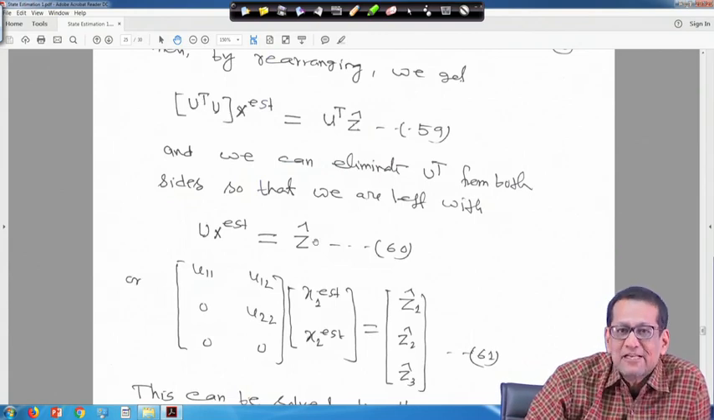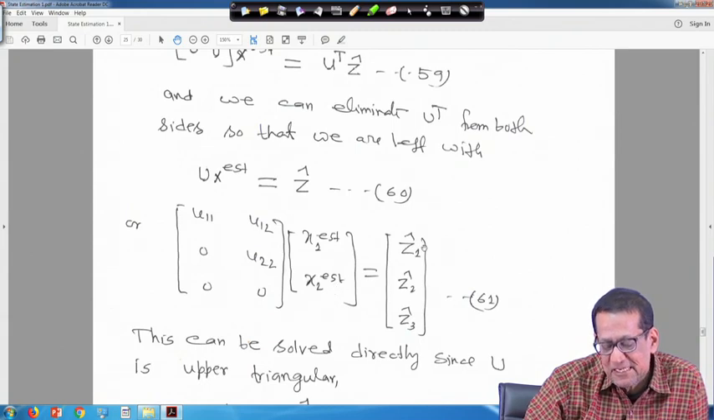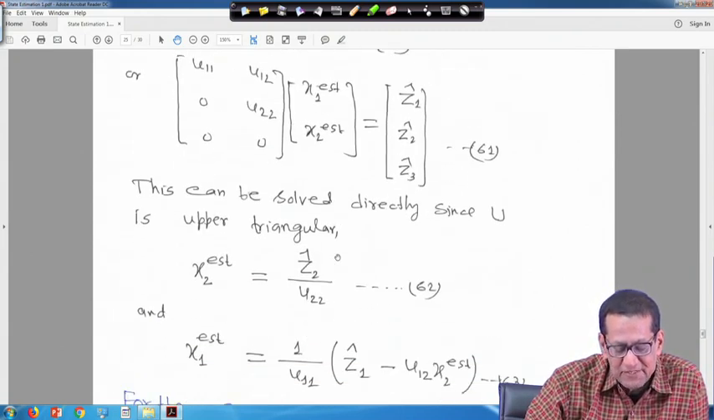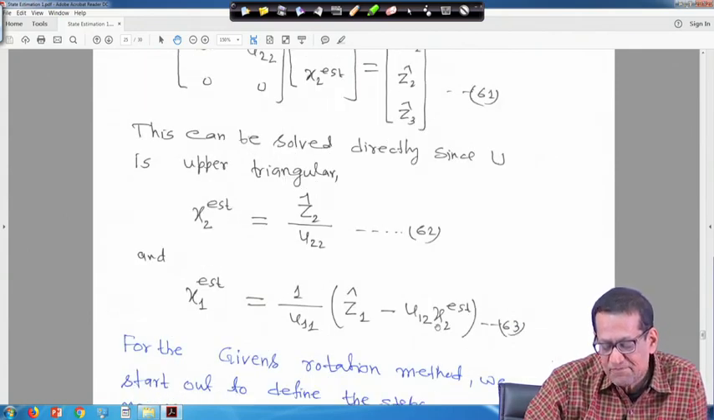The expression has finally become a simple form by orthogonal decomposition, where U, with entries U 11, U 12, 0, U 22, 0, 0, is upper triangular, multiplying x 1 estimated, x 2 estimated, equals Z 1 cap, Z 2 cap, and Z 3 cap. If you solve this, then x 2 estimated is equal to Z 2 cap upon U 22, this is equation 62, and x 1 estimated is equal to 1 upon U 11 times Z 1 cap minus U 12 times x 2 estimated.